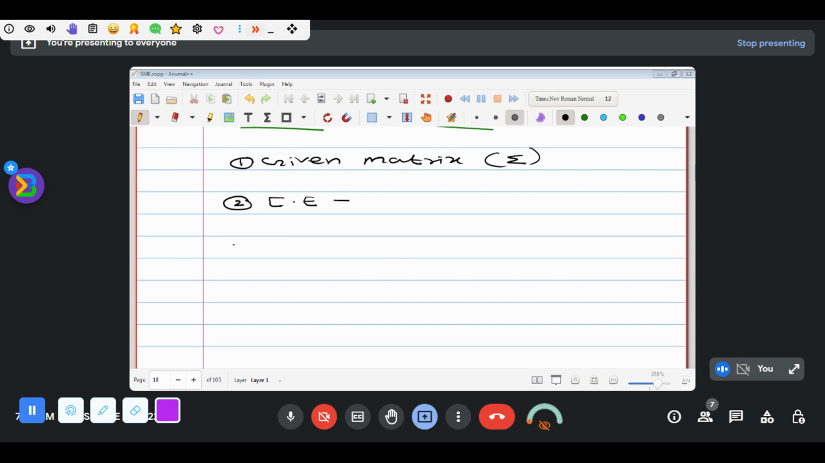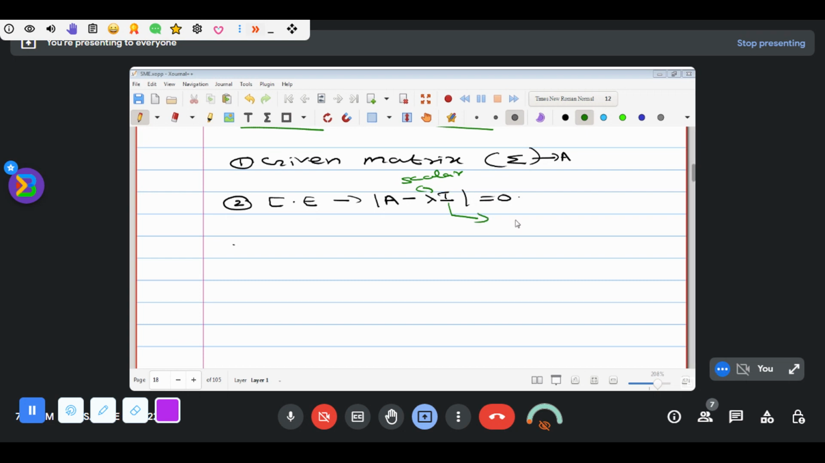So what is the characteristic equation? Maybe this is sigma, or capital A. The characteristic equation is found as the determinant of A minus lambda I equal to 0. What do you mean by lambda? Lambda is called a scalar, some constant term. You want to find such scalars using this determinant.